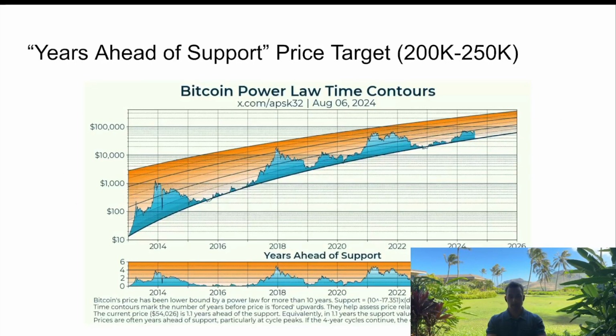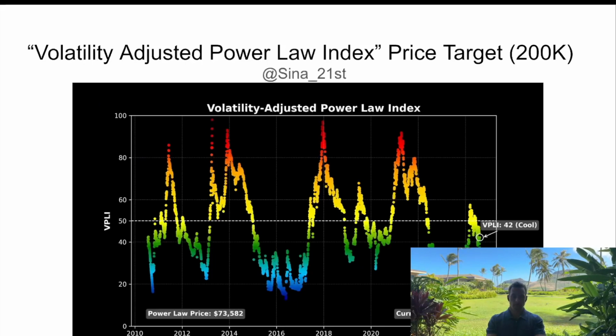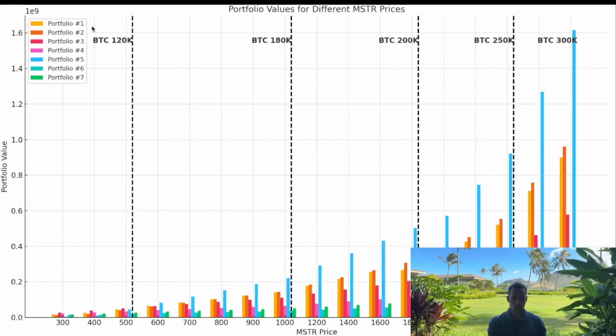Using APSK's price target here, we have a cycle top around 200, 250K per coin. Using the channel decay oscillator, Smithson widths, we have a 200, 220K top, and then CINA 21st is about 200K with the volatility adjusted power law index. All of that being said, I've used Bitcoin prices up to 300K to model different MSTR prices, which are plotted on the x-axis here. These are post-split MSTR share prices, and you can see the portfolio value along the y-axis based on the different allocations here.